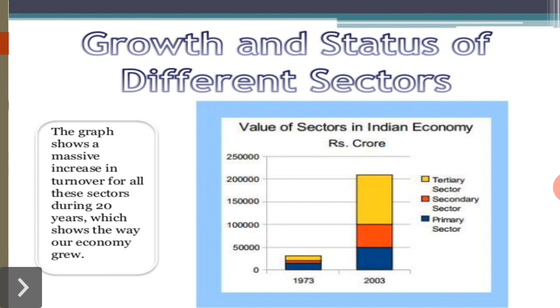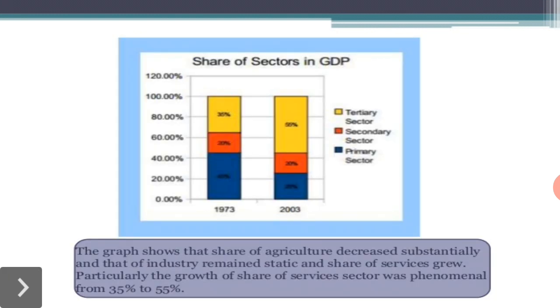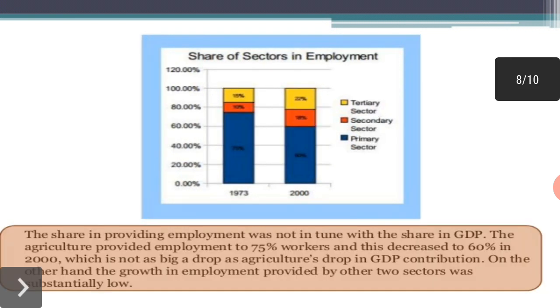Now this is the graph in which you can see that massive increase in turnover for all these sectors during 20 years, which shows the way our economy grew. And this graph shows the share of sectors in GDP. Agriculture decreased substantially, that of industry remained static, and the share of services grew. So particularly the growth of the share of the services sector was phenomenal, from 35% to 55%.